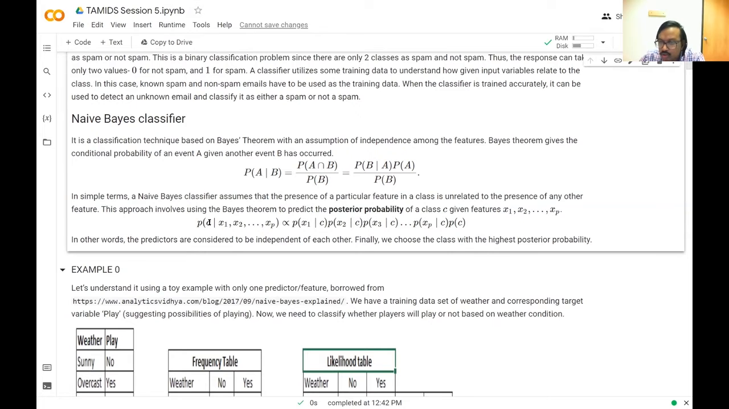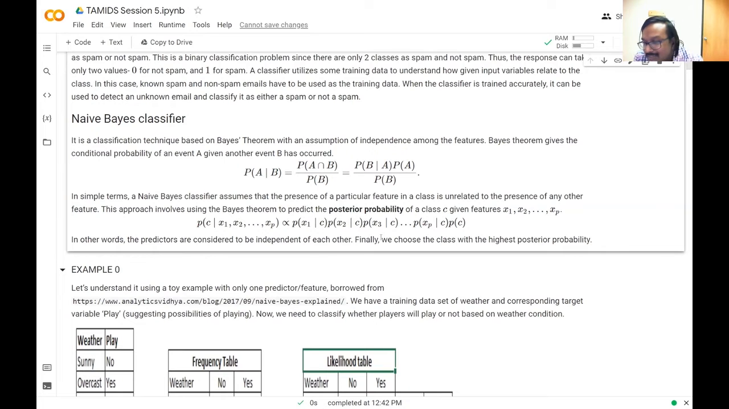This probability is also called the posterior probability of the class given the features. And we choose the class with the highest posterior probability. That becomes our prediction. So notice that when we are comparing the posterior probabilities for the different classes, the denominator is always the probability of the features. And that is the same denominator for all the probabilities. So we don't need to worry about the denominators and only compare the numerators.